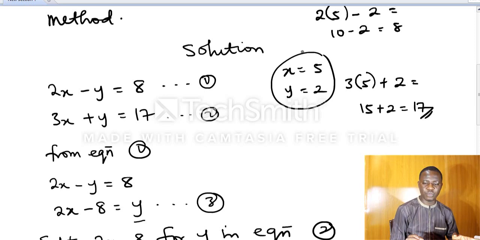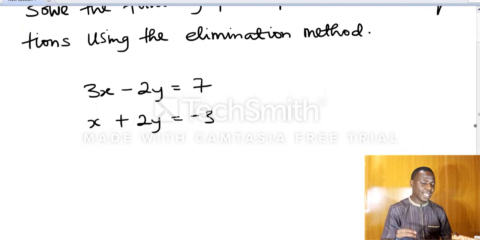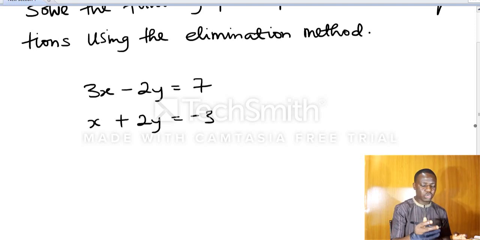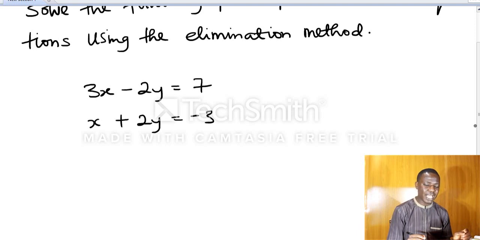Let's solve another problem using the elimination method. Example 2 says we should solve the following pair of simultaneous equations using the elimination method. The elimination method is just a little bit different from the substitution method. But in the elimination method, what we do is a direct addition or subtraction of equation 1 from equation 2. And we can only do that when the coefficients of either x or y are the same. Why? Because we are trying to reduce a two-term linear equation to a one-term linear equation, one unknown. So we either eliminate x or y.